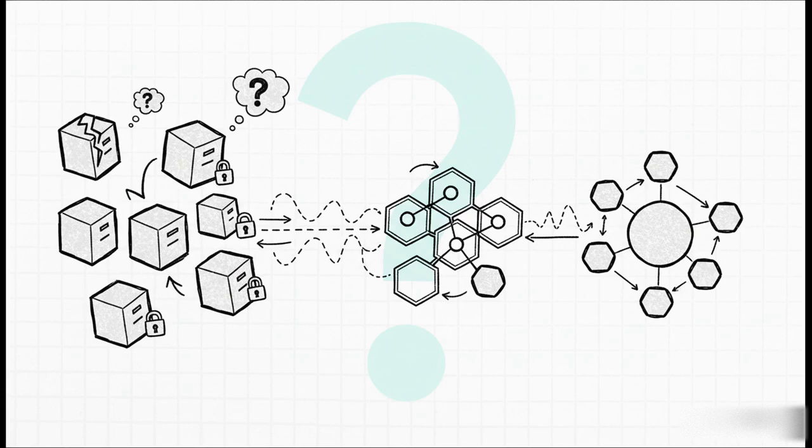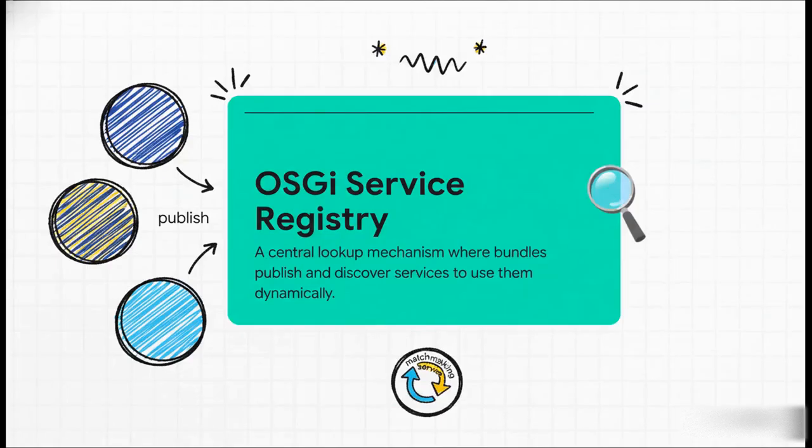It's the logical next question, isn't it? If all these bundles are designed to be independent, how in the world do they actually talk to each other? The answer is so elegant. The OSGi service registry. Just think of it like a central directory, or maybe even a matchmaking service for your bundles. One bundle can publish a service it offers, and then any other bundle can just look up that service in the registry and start using it.